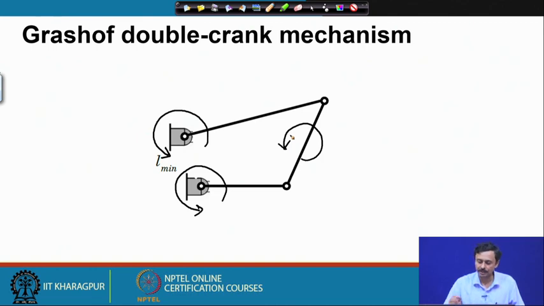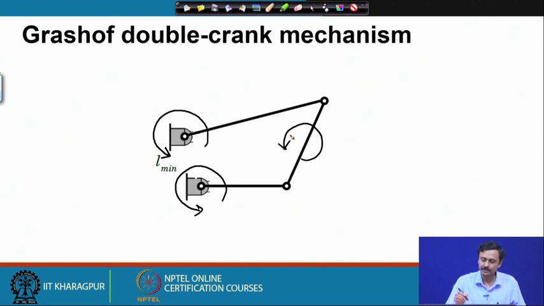Since L-min can rotate completely with respect to all other links, if I fix L-min, all other links should be able to rotate completely with respect to L-min, because rotational motion here is relative. This relative motion is called a double crank mechanism.